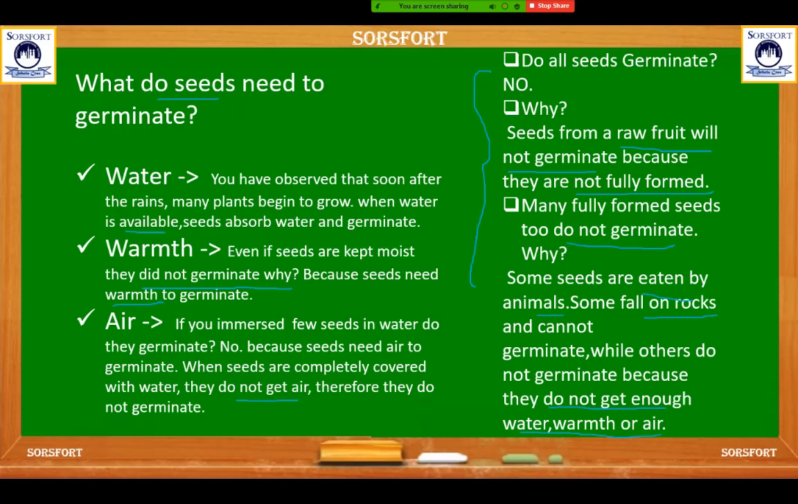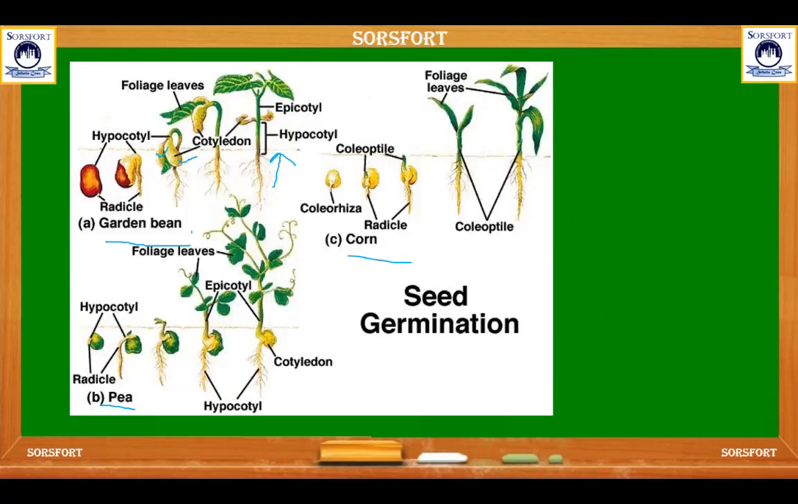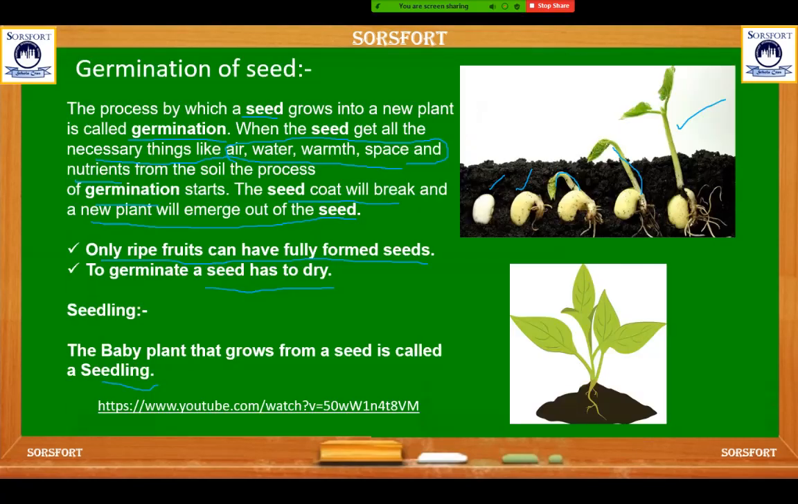So what are the conditions for germination? The seed needs water, warmth and air. Next chapter we will start what a seedling is. Now I'm going to show you one video. Just look at this one.